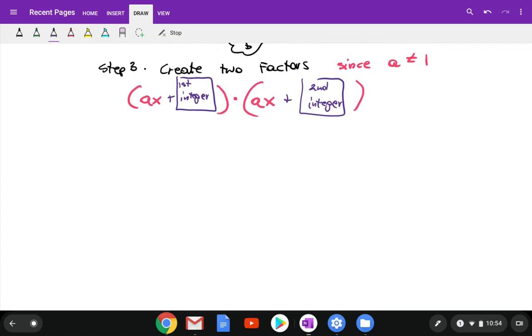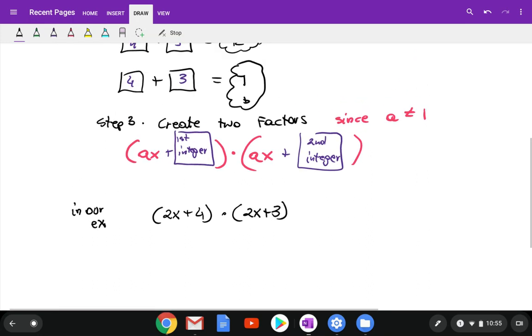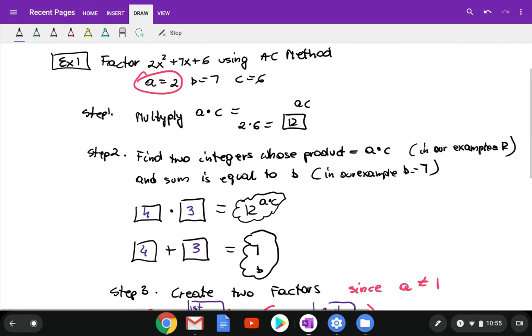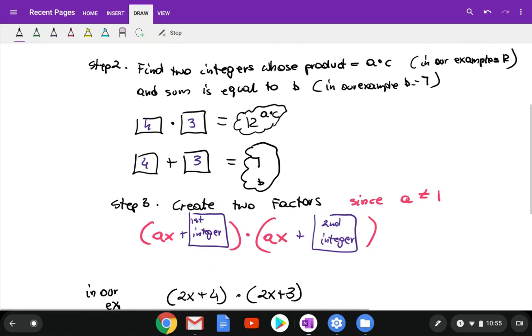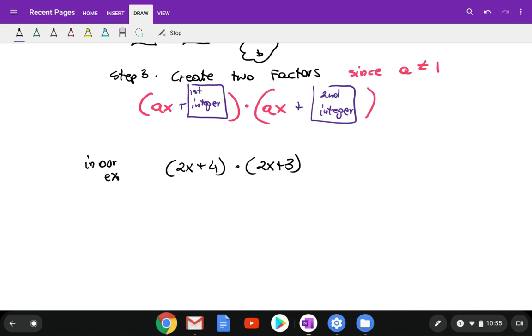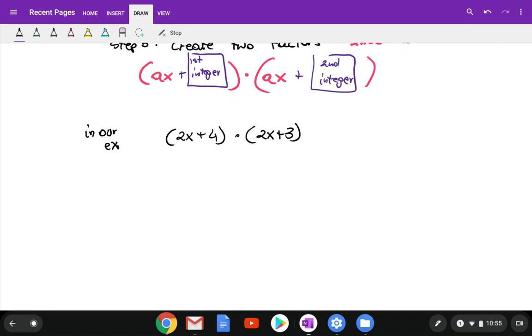So in our example, let's just rewrite that. We have 2x plus 4 times 2x plus 3. Again, going back, a is equal to 2, so putting ax. So that's not the end, and many students are just leaving the work that way, which is not correct. There's one extra step which we need to add. So this is not the end.